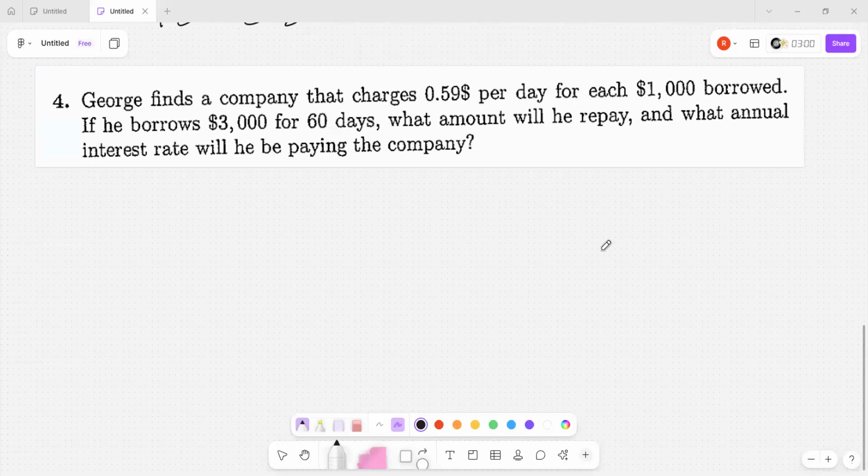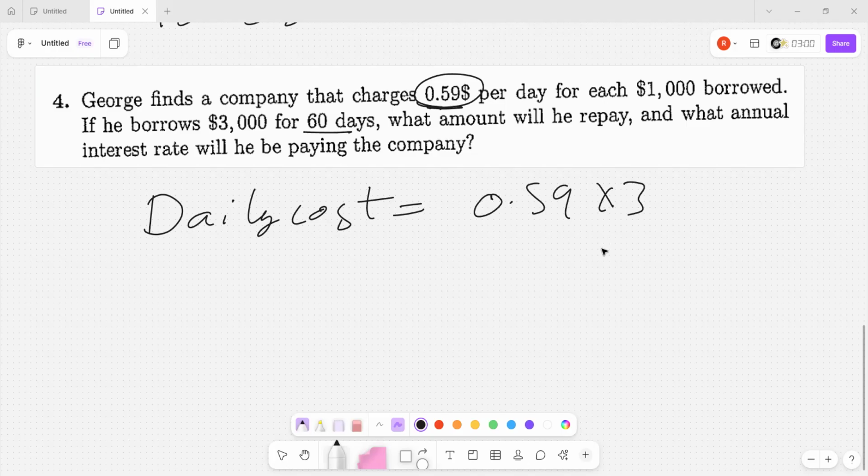Okay, this guy found a company that charges $0.59 for every day for each $1,000 he will borrow. But he borrowed $3,000 and he will pay them back after 60 days. So the daily cost will be 0.59 times 3. Why? Because he borrowed 3,000 and he has to pay 0.59 for every $1,000. Okay. So 3 times 0.59, do it quickly.